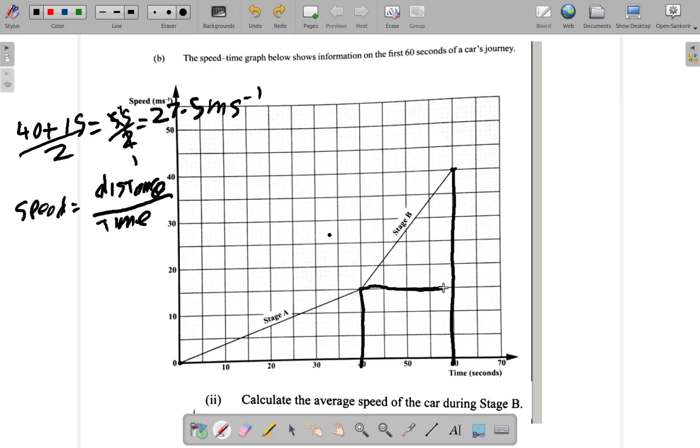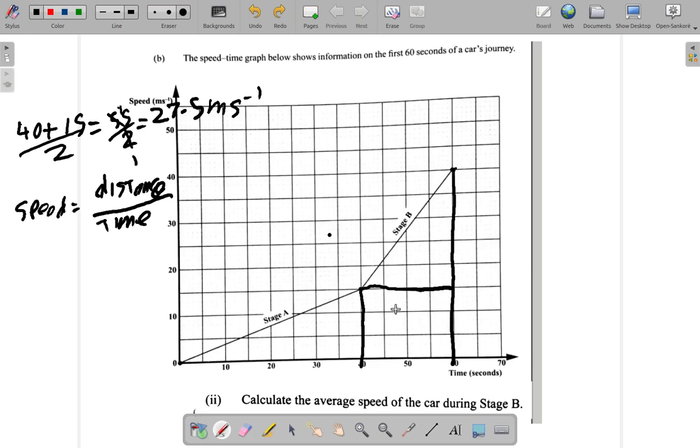We have a rectangle and two triangles. The distance would be the area under the graph, because we're looking at speed and time. If you transpose this, you get distance equals speed times time. So if you multiply the speed, the y-axis, times the time, the x-axis, we get distance. So the distance is like the area of a rectangle, and really it is the area under this curve.